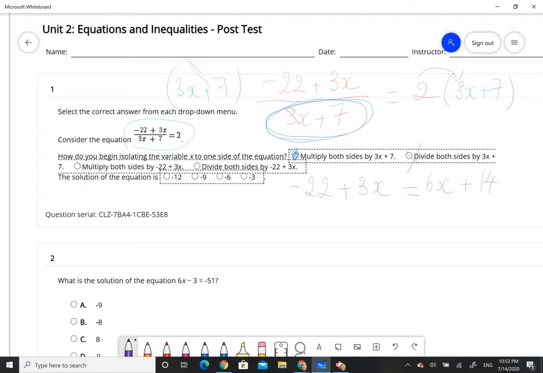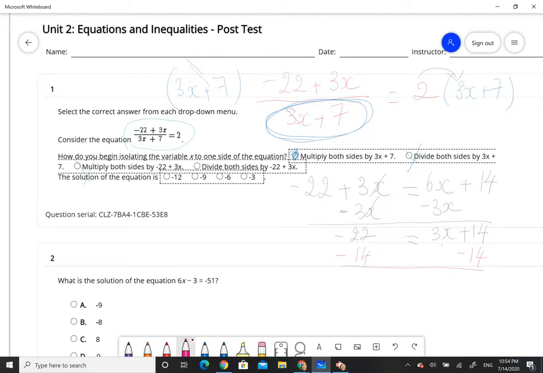Then you distribute: 2 times 3x is 6x, 2 times 7 is positive 14, right? So now you need to isolate. You want x only on one side, so you have 6x here, 3x here. So you want to subtract 3x. Minus 3x, so this 3x goes away, but you have 6x minus 3x is 3x here, plus 14, right? And the left side has negative 22, okay? And then equals here.